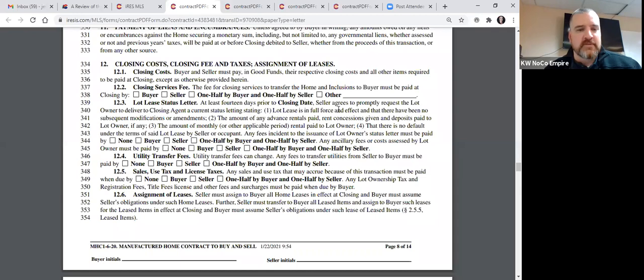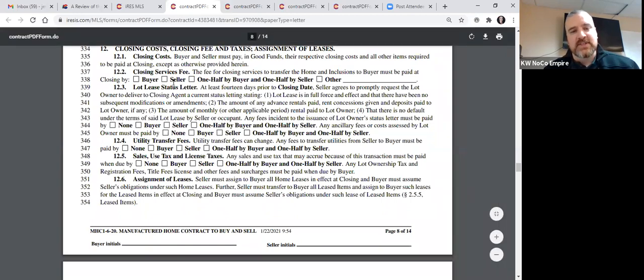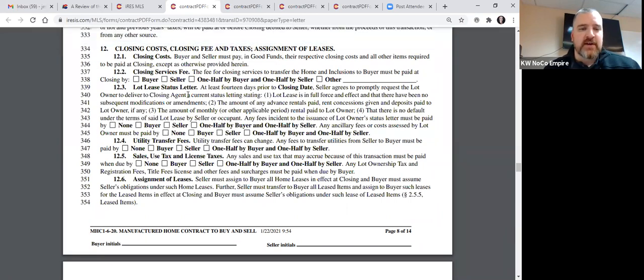Who's going to pay the closing services fee? In most cases it's half and half, doesn't have to be. Lot lease status letter. So this is a little bit different, similar to the HOA stuff, but instead of HOA, we're talking about the lot lease.